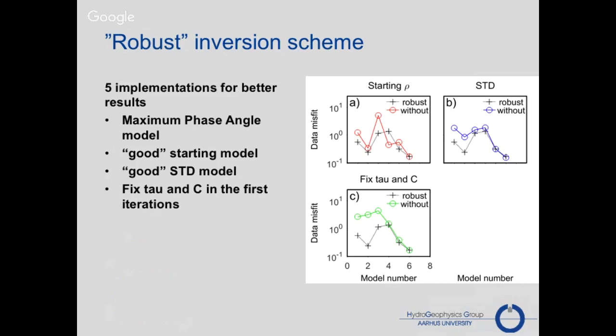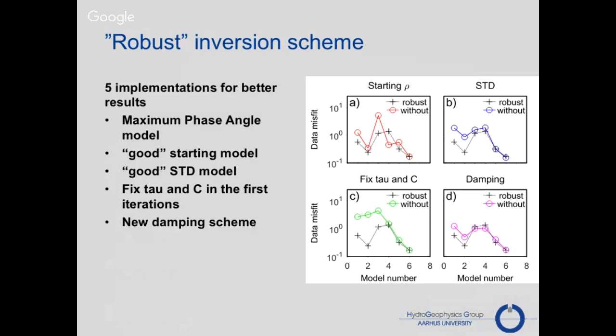Then we don't let free C since the beginning. Take it easy. It's difficult, so we let them free after, in this case, 7 iterations. And this, again, improves significantly the final misfit. And then we use a different damping scheme, where we damp differently the different types of parameters. So we use a damping for resistivity, a different damping for phi max, tau, and C. So these are the tricks that we use.